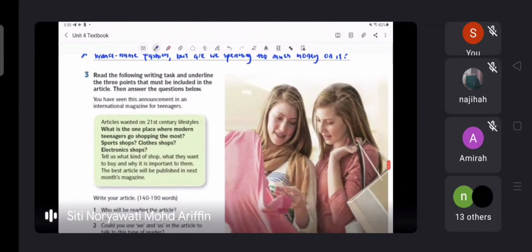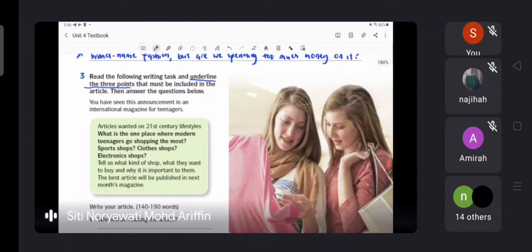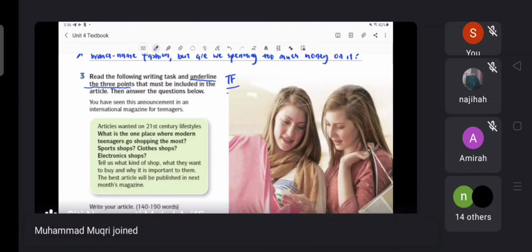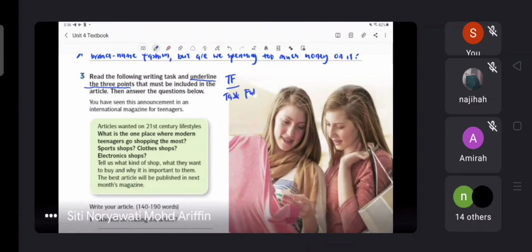Okay, read the following writing task and underline 3 points that must be included in the article. Then answer the questions below. Okay, so you must underline the 3 points. Okay, this is important because in your exam there ada TF. TF ni maksudnya apa? Task fulfillment. Okay, whether you answered the question or not. Memahami tak kehendak soalan? Memenuhi tak kehendak soalan? So it is important for you to underline all these points, all these keywords needed in the article.